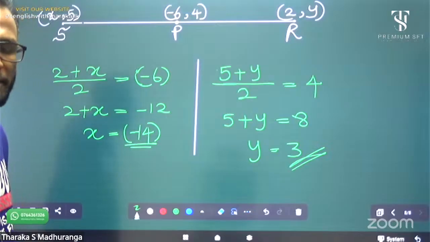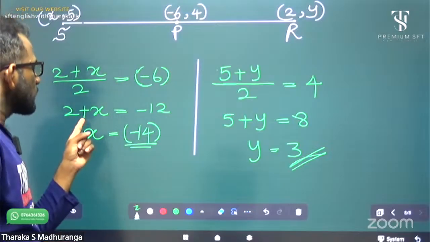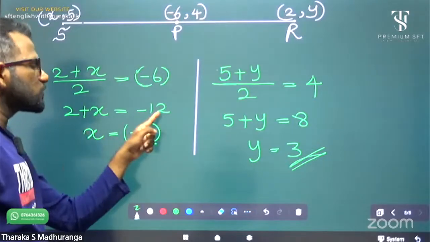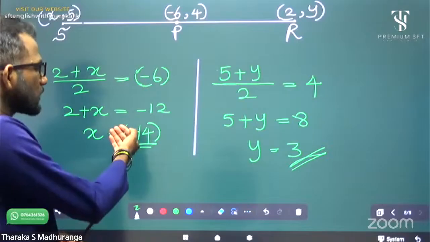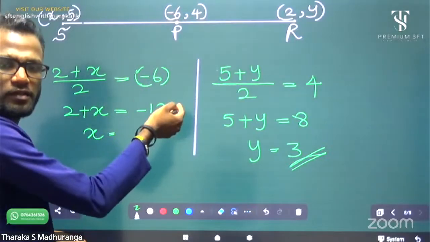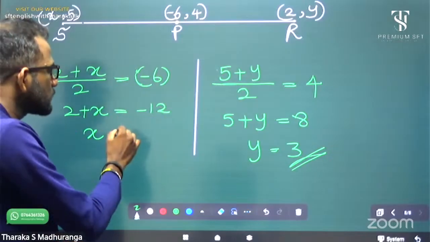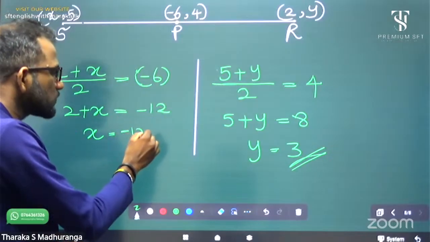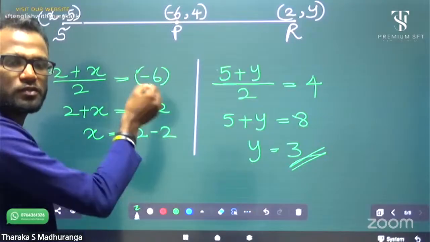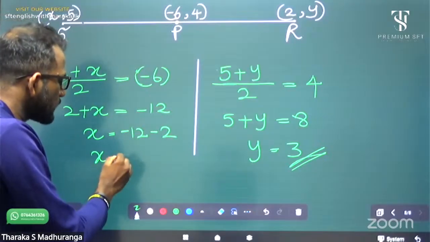No. Minus 12, plus 2 goes to the right side. Yes, plus 2 goes across and becomes minus 2. Minus 12 minus 2, it is x equals minus 14.